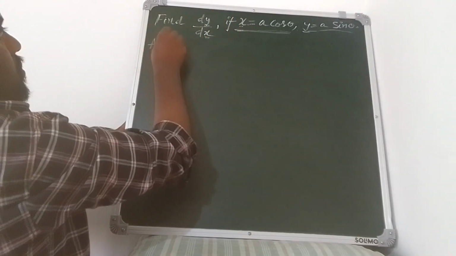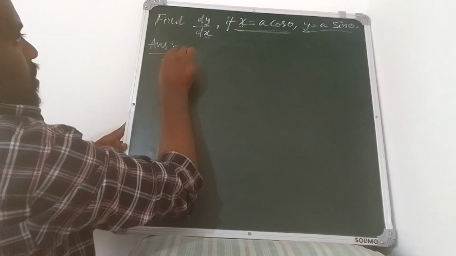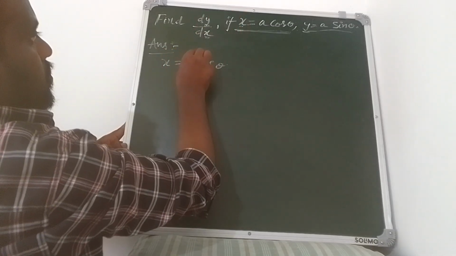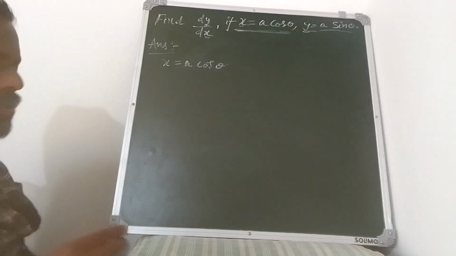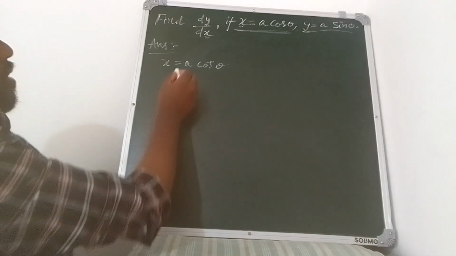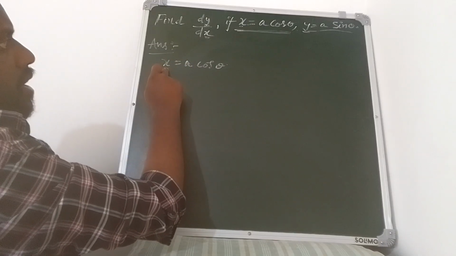First write the answer. X is equal to a cos theta. See, on the left side of the equal sign we have x.